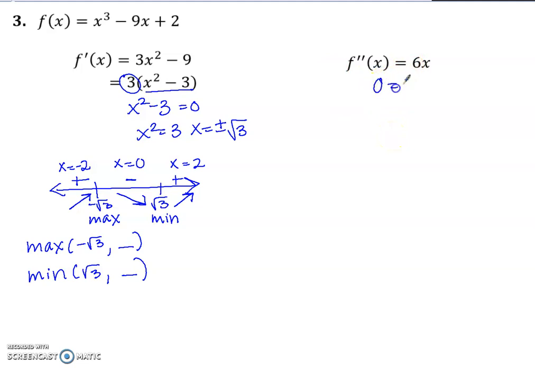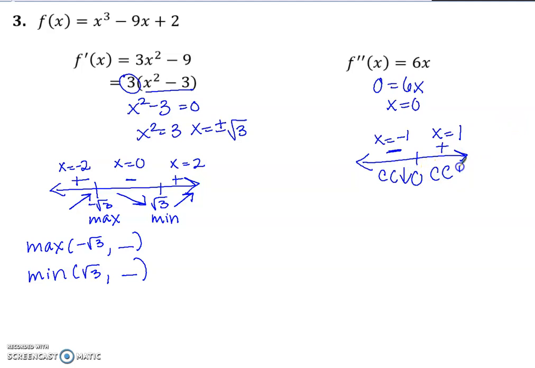So looking at this, if I set this equal to 0, I end up getting x equals 0. So I need to test if this is a POI. So I pick a value to the left, pick a value to the right. Plugging this back into the second derivative, if I plug in -1, that's negative. If I plug in +1, that gives me a positive value. And this talks about concavity. So in this interval, concavity is down, and then it concaves up when it's greater than 0. Okay, so this is a POI, so I need to have that point on the graph. So I use my x value of 0.